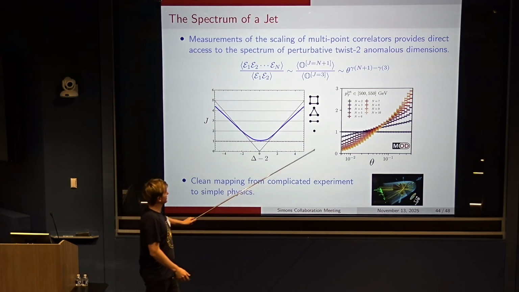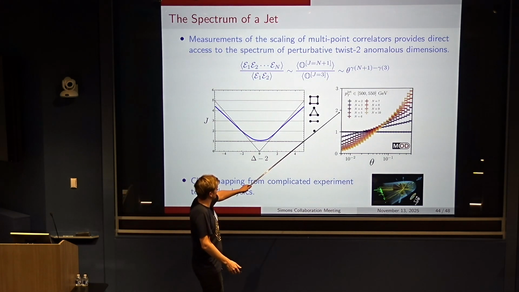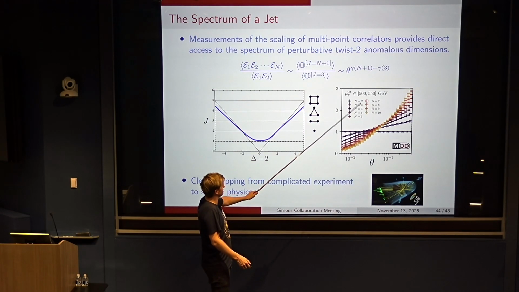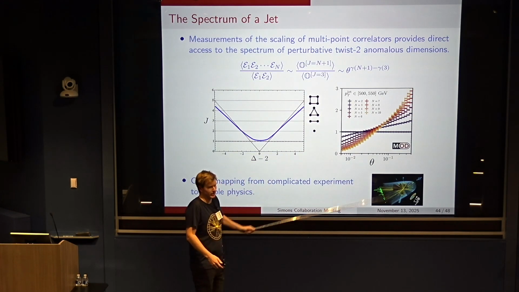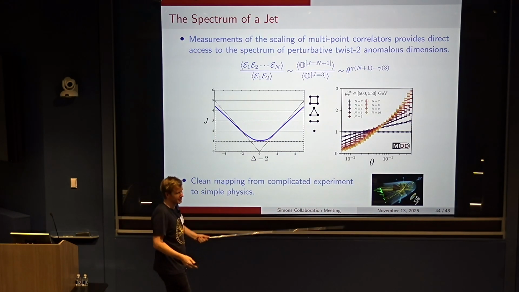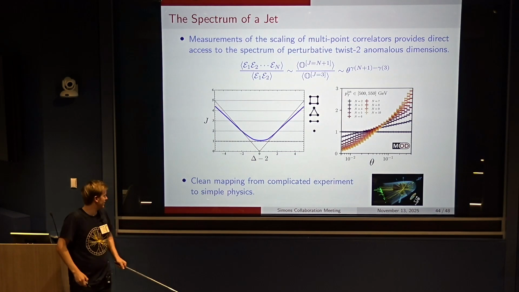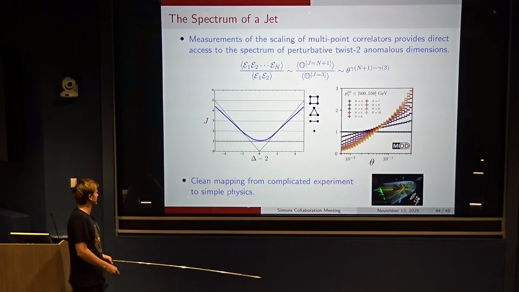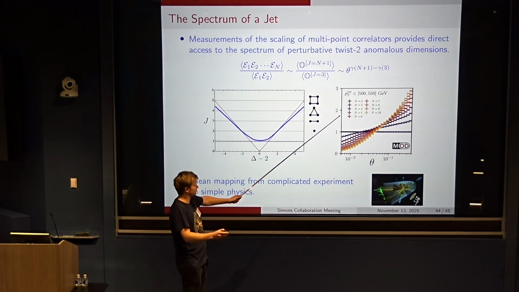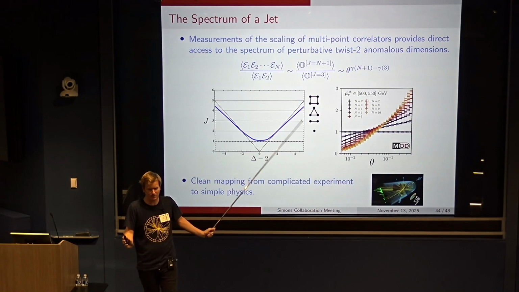And so you can really see that for each of these, again, this is the ratio of the n-point to the 2-point. And you can really see this very nice power law behavior that you would expect here. And again, you see that these get steeper and steeper, which is just the monotonicity of the Regge trajectories. And so for us, this is very nice because this really provides a clean mapping from these very complicated experiments to something that we really understand, and we can really just measure the spectrum of these operators.